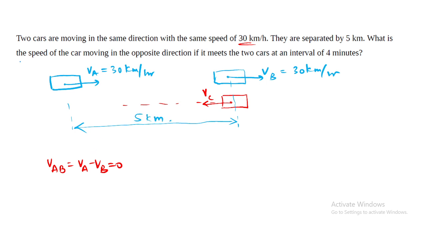What is the speed of the car moving in the opposite direction if it meets the two cars at an interval of how much here? 4 minutes. Within 4 minutes it has to cover this distance. So time is given, distance is also given. What is the time here? 4 minutes. Can you convert minutes into hours? Yes or no? 4 divided by 60. It will be in hours, right?